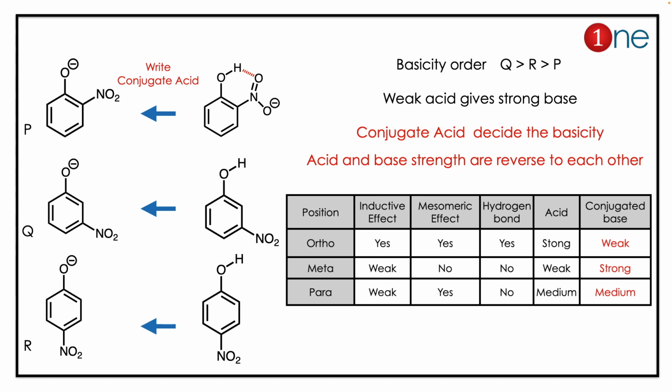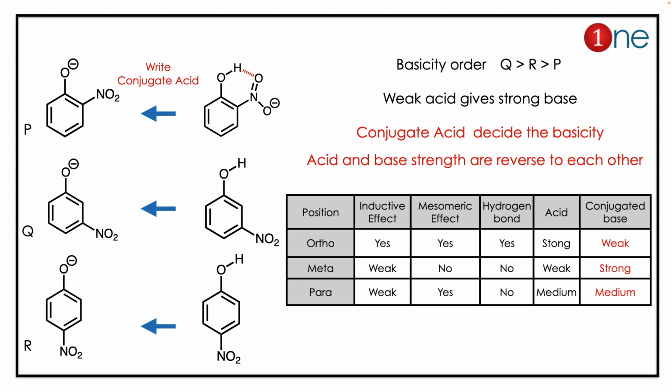Here ortho is weaker because of hydrogen bonding. Then para is stronger because of the strong inductive group. Then meta has less inductive effect and is poorly positioned for the mesomeric effect. So you have to analyze three effects among the three: inductive effect, mesomeric effect, and hydrogen bonding.